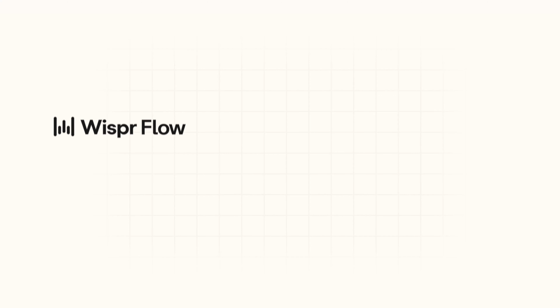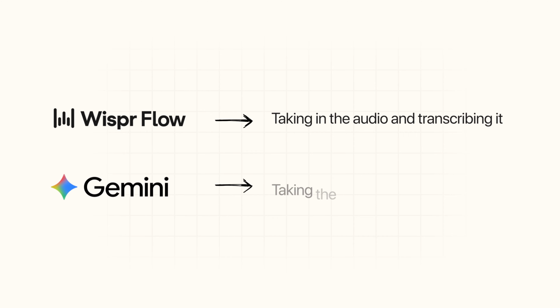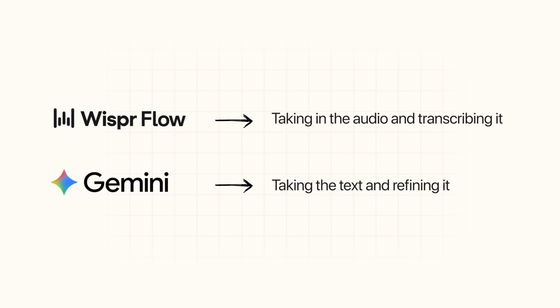So if you think about the workflow, Wispr Flow is the one that's taking in the audio and transcribing it. Gemini is taking the text and refining it, removing all the filler words, polishing up the sentence structure, and then when it's ready, it pastes the finished product into an email box or a text box that I'm using.